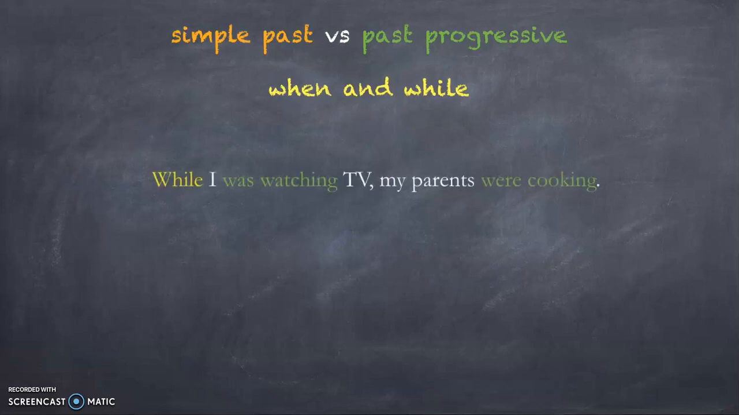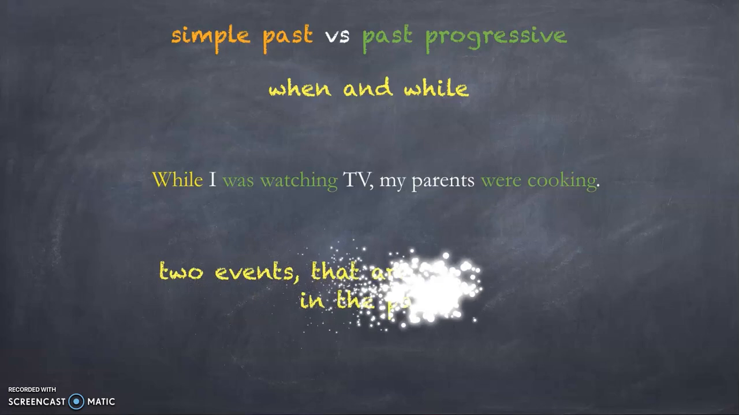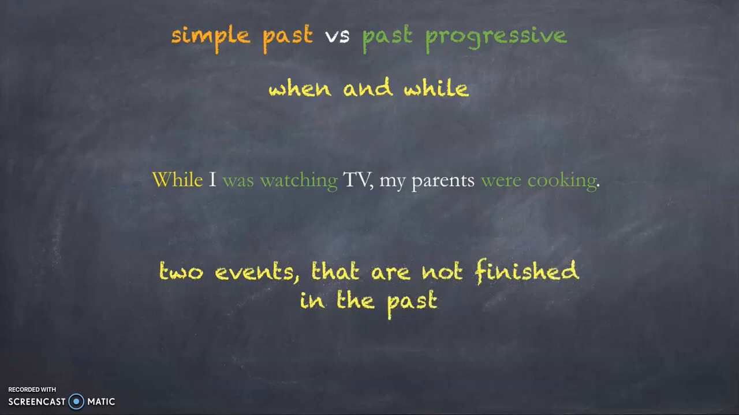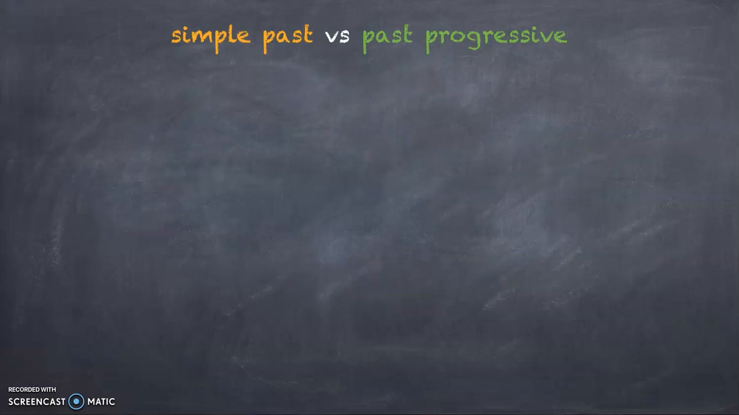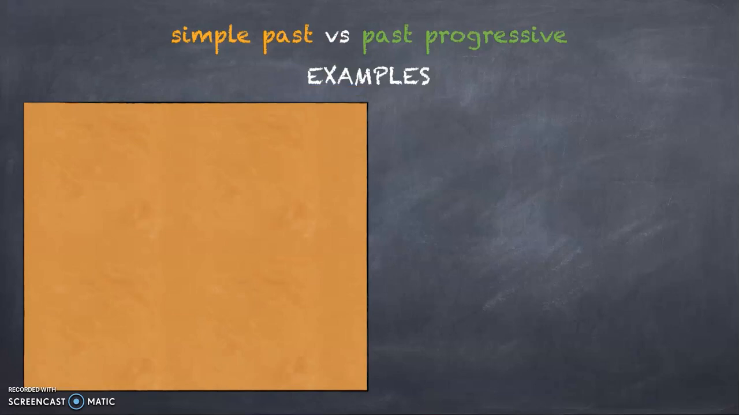While I was watching TV, my parents were cooking. So here we have two events that are not finished in the past, and they were happening at the same moment, so we have to use past progressive with while in the first phrase and past progressive in the second phrase. Let's look at some more examples.